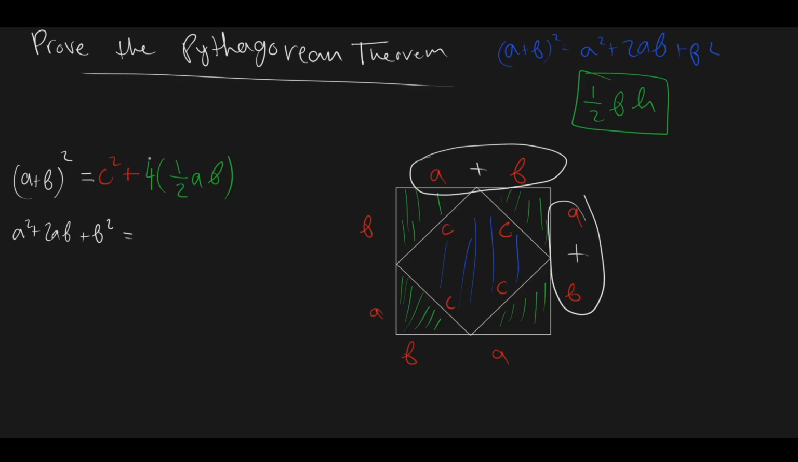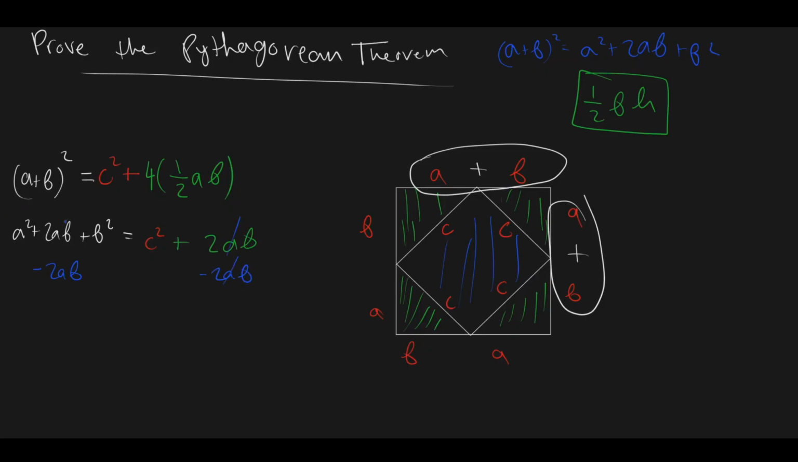And let's simplify the right part. C squared is going to stay the same. And then simplifying, 4 times 1 over 2 AB is just going to be 2AB, right? So 4 times 1 over 2 is just 2. And we're almost done. As you can see, there is an amazing thing here. You have 2AB here and you have 2AB here. So what if we subtracted 2AB from both sides? What will happen?